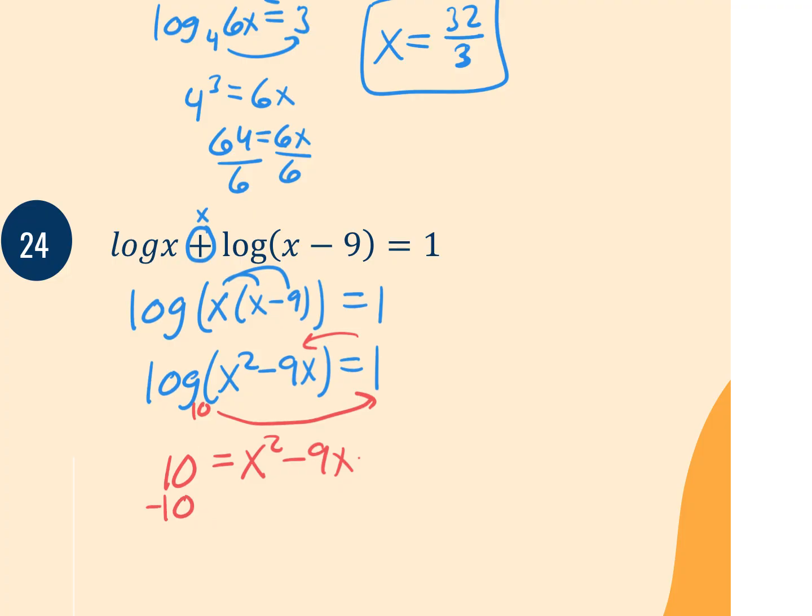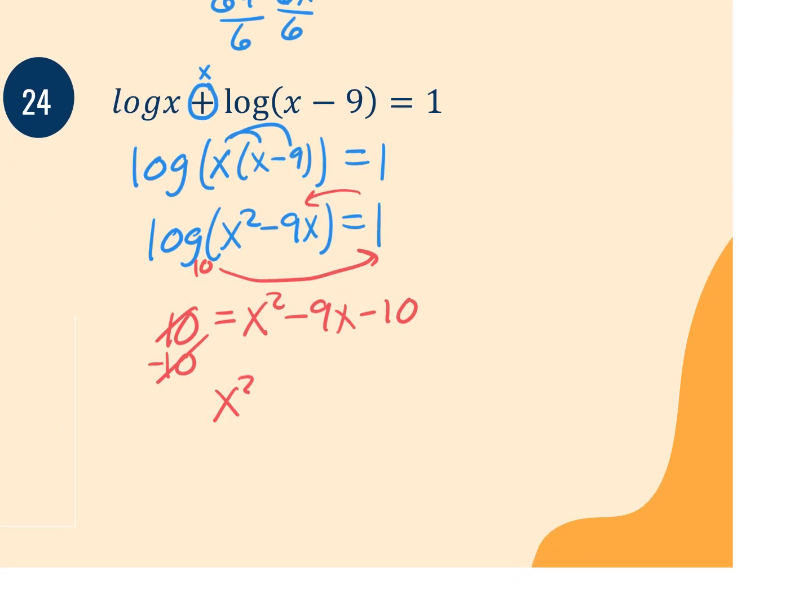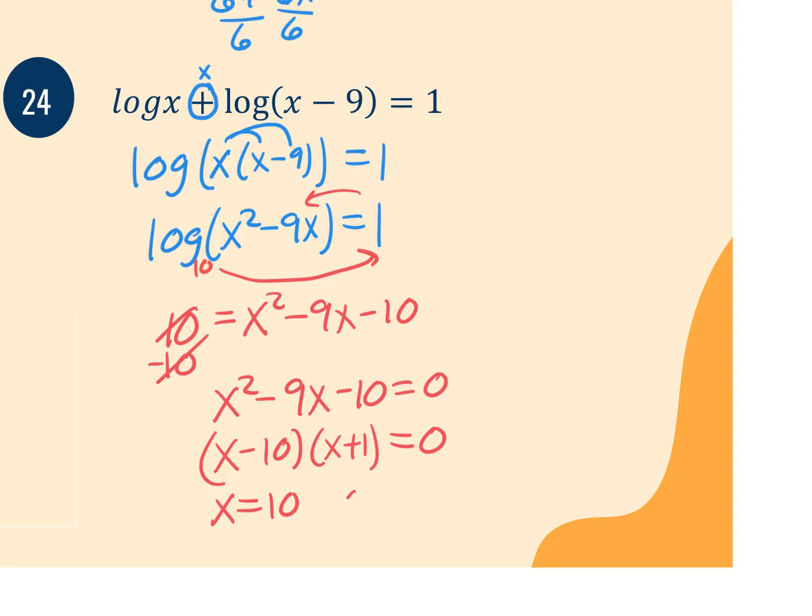Now let's subtract 10 on both sides. And then you get this equation. You get x squared minus 9x minus 10 equals 0. And then you're just going to factor this as normal, right? This becomes x minus 10, x plus 1 equals 0. And then we get x equals 10 and x equals -1.